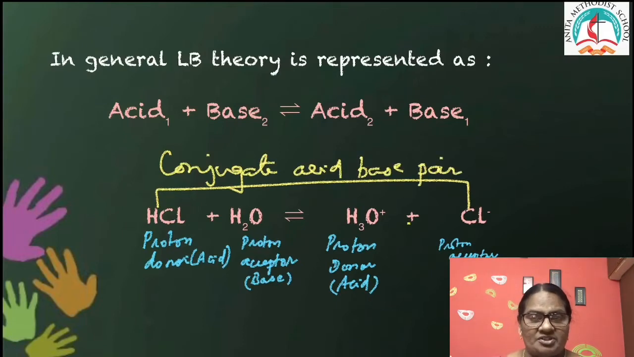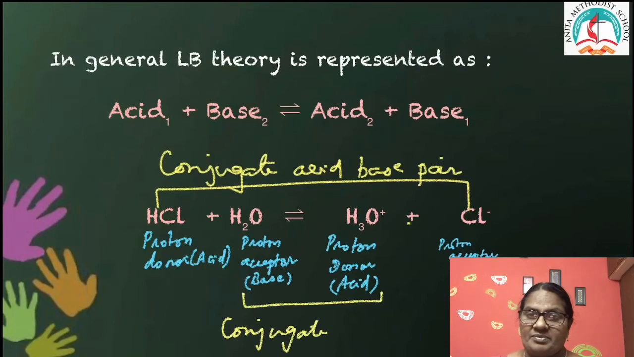What do you mean by conjugate acid base pair? Any two substances which differ by a proton are called a conjugate acid base pair. Now when you take HCl and Cl minus, what is the difference there? Only one proton. So they are called a conjugate acid base pair. Now let us take these two, water and hydronium ion. Again here, what is different? Only one proton. So these two are called another conjugate acid base pair.